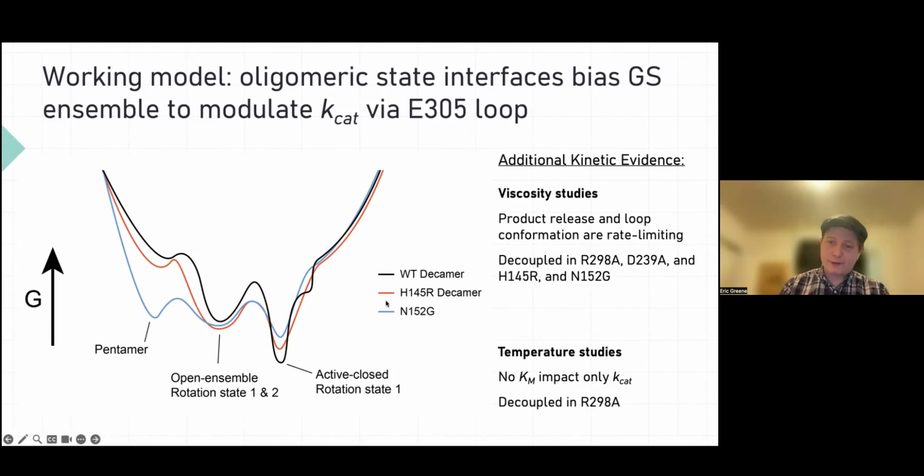And so our working model from putting all of these together would be that the wild type decamer is going to largely follow the same energy diagram that I presented before. H145R decamer is going to be biased away from the active closed state and towards the more open ensemble. We collected cryo-EM data just this past December on H145R that we just started analyzing. We're very excited to hopefully have some structures coming out soon. And for N152G, it seems like an even more disrupted energy landscape that might even have pentamer formations in the mix too, which could be biasing the loop state in addition. Hopefully I'll have more to this story to present at BPS if anyone wants to come chat.